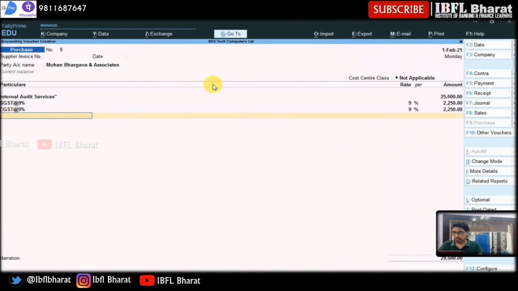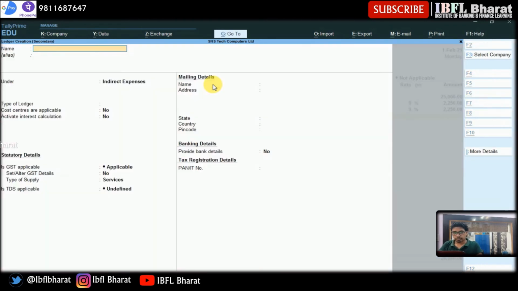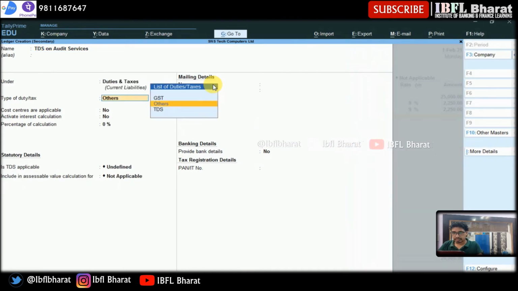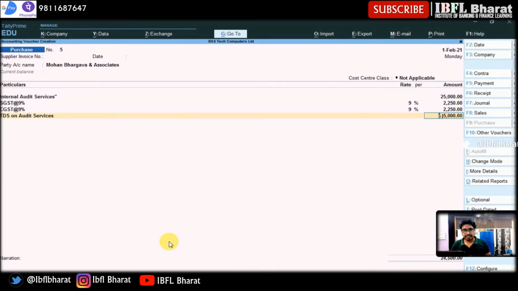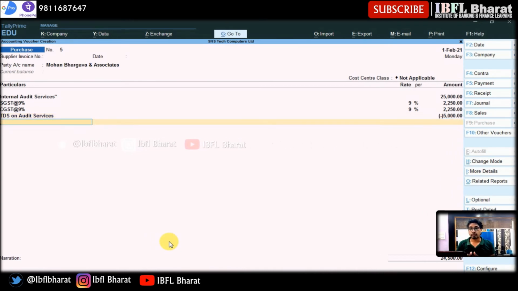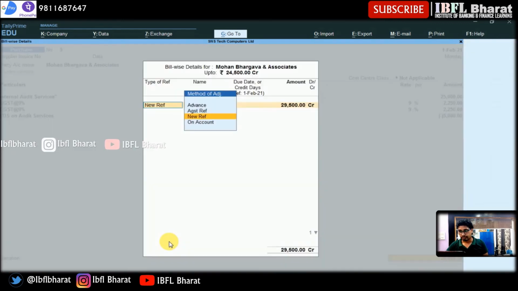Now we have to create a TDS ledger, TDS on audit services. It is our duties and taxes ledger. It will go in TDS. It is fees for professional services. So this will be our TDS on audit services. It will be levied on 25,000 excluding the GST amount. The TDS on audit services is now 5,000 rupees, and the total bill amount of Mohan Bhargav Associates is 24,500.